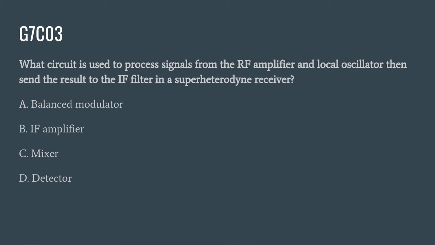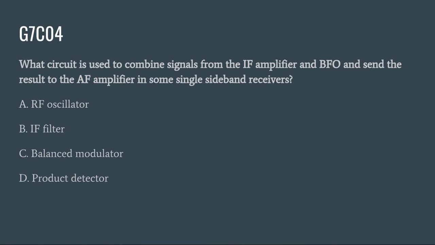G7C03. What circuit is used to process signals from the RF amplifier and local oscillator, then send the result to the IF filter in a superheterodyne receiver? A. Balanced modulator. B. IF amplifier. C. Mixer. Or D. Detector. Correct answer C. Mixer.